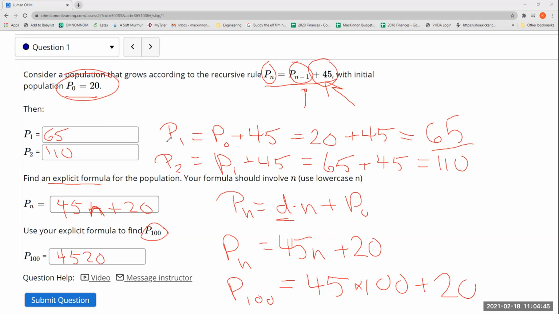And ultimately what this problem is doing is getting you familiar with recursion and using that recursion formula to build an explicit formula. They're both wildly useful.